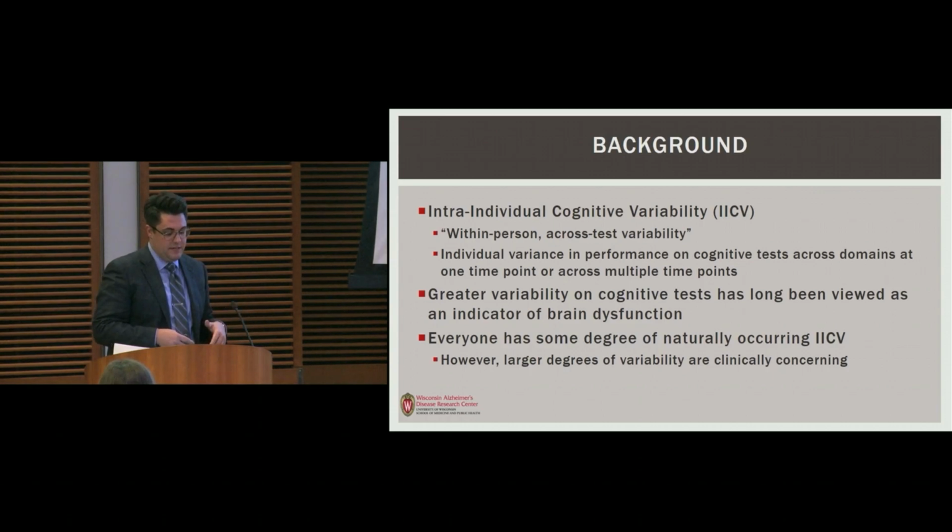For the purposes of this study, we looked at participant performance on cognitive tests across multiple domains at one time point. We know that greater variability on cognitive tests has long been viewed as an indicator of brain dysfunction. We also know that everyone has some degree of naturally occurring variability, but larger degrees of variability are more clinically concerning. So how many people are familiar with the RBANS, Repeatable Battery for the Assessment of Neuropsychological Status?